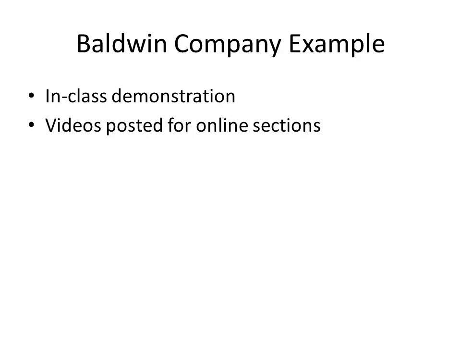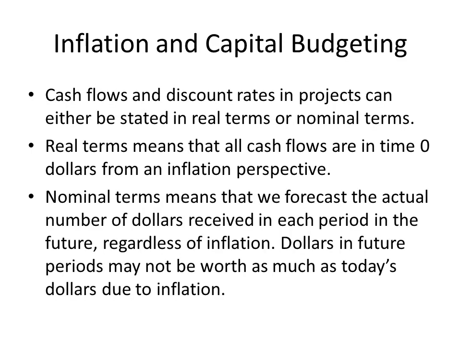Please see the two-part video posted in the same location at which you found this video for the Baldwin Company capital budgeting example. Now we're going to talk about the impact of inflation on capital budgeting. There are two ways we can look at any discount rate or cash flow. We can either have it in real terms or in nominal terms.